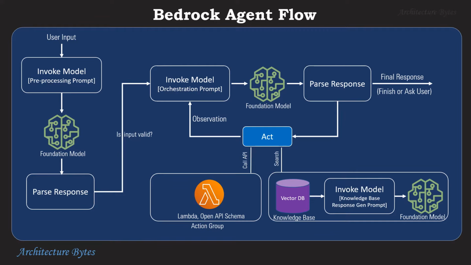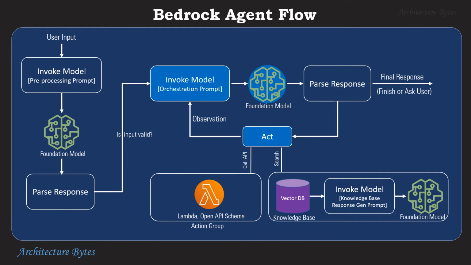And if there are measures to be taken, like invoking a Lambda function or querying the knowledge base, they are executed. Action groups are where actions are defined, which are implemented as Lambda functions and described using a corresponding open API schema. Knowledge bases store enterprise data as vector embeddings in a vector database, allowing for efficient search and retrieval of information, which is then used to augment the generation process.